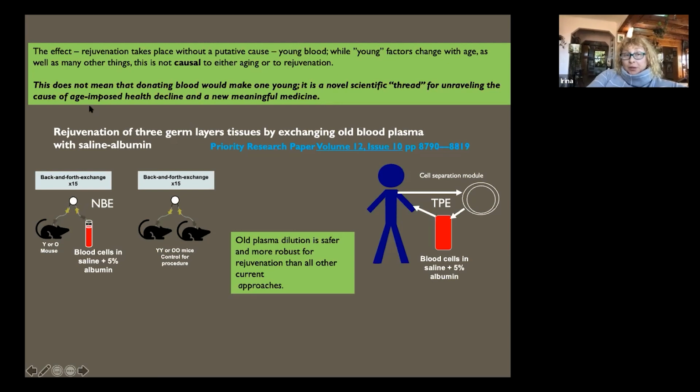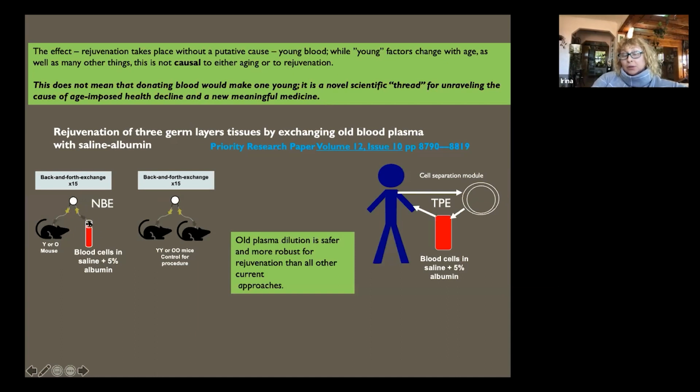So this is the paper that we published in May, and then I will end up with the paper that we published in November of 2020. In the first paper, we show that we can rejuvenate all 3 germ layer tissues just by exchanging all plasma with saline-albumin, without any young blood or young blood products. And this is our small animal blood exchange setup, where we exchange young or old mice with a tube of saline, salty water, with 5% albumin.